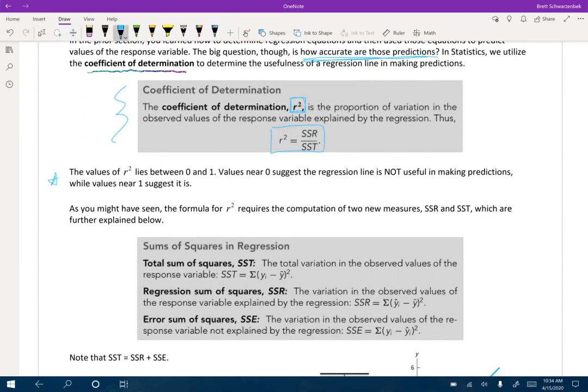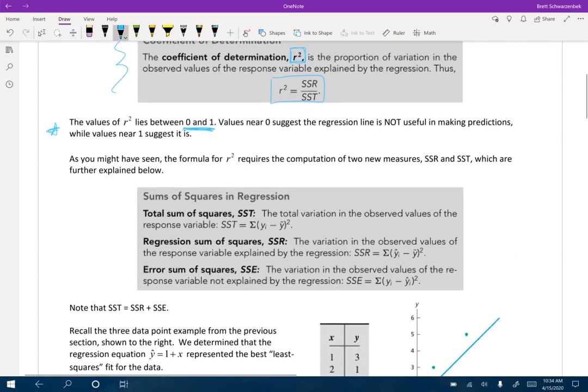Okay, some other important things. The value of r squared lies between 0 and 1. Values near 0 suggest the regression line is not useful in making predictions, while values near 1 suggest it is. There's no set scale on this type of procedure in terms of interpreting 0 to 1, but generally if it's 0, then it's not useful. If it's 1, it is. So if it's near 1 or near 0, we go from there and make that determination.